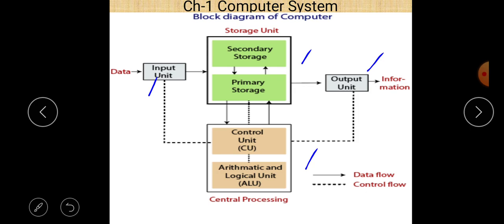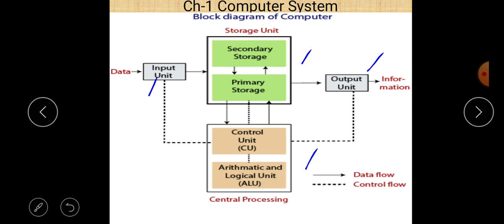So first of all, write all these units in the form of a block. You can easily see that first block represents input unit, second block represents output unit, third block represents central processing unit, and fourth block represents storage unit. We write storage unit and central processing unit outside the box because central processing unit is again divided into two parts. These are control unit and arithmetic and logical unit, and storage unit is divided again into two parts, secondary storage and primary storage. So we write these parts in the form of a box here.